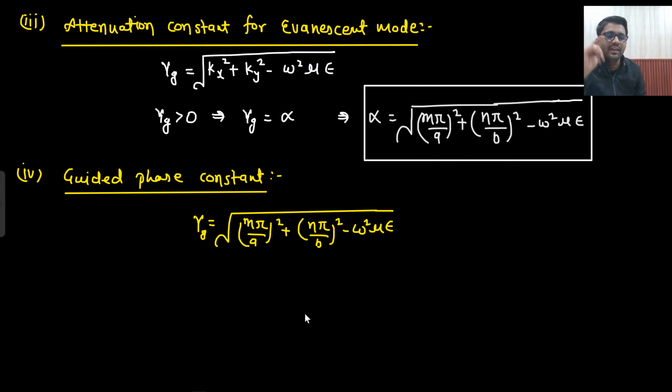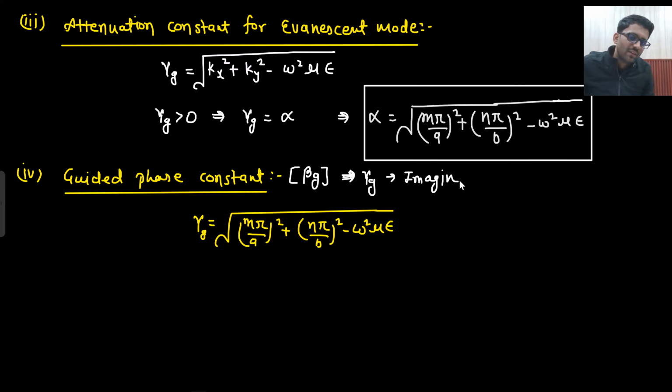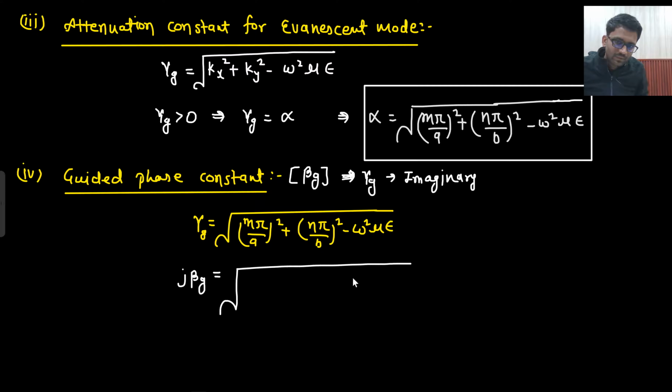Now we need to find the guided phase constant. Beta g I need to find. And if beta g is there, that means gamma g has to be imaginary. So what I can do, if I need to replace gamma g as j beta g, I need to take minus common. So if I take minus common, what will I be getting?